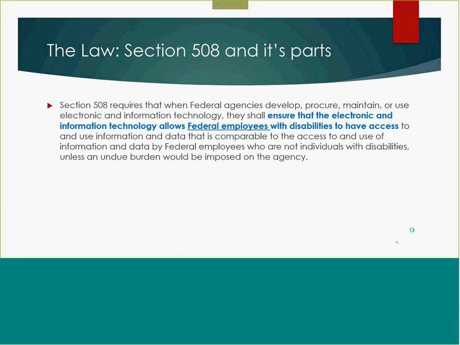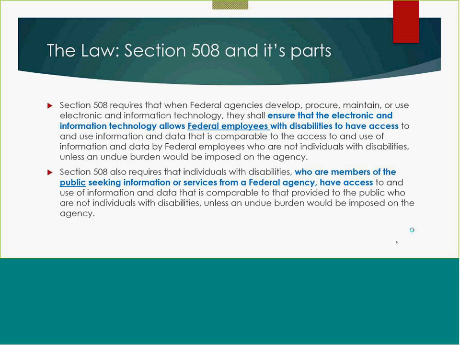The first part is federal employees being able to access the information at their location. The second part of the law is that the public that is seeking information or services from a federal agency needs to be able to have access to it. The IRS's website, for example, is used on a frequent basis. So the IRS website needs to be accessible to all individuals.